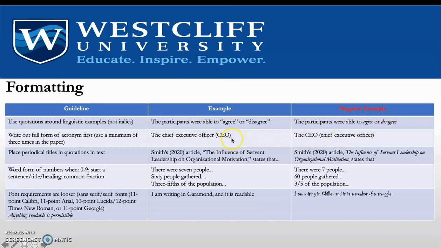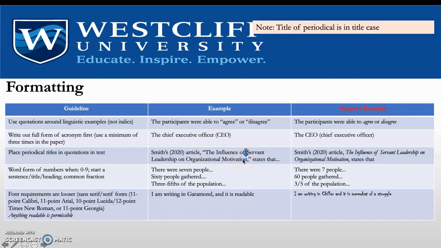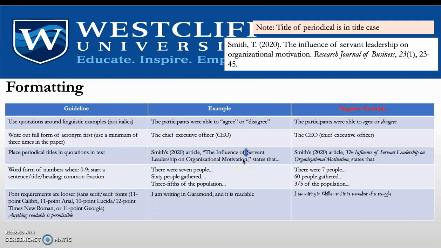Students should really only be doing this if they're going to use the acronym at least 3 times after they define it like so. Place periodical titles in quotations in text. So you can see like so, and so this is an example of what I tell students to do with their ALAs or the DQs where they're summarizing an article, is this is how they should start. So you might see this. The article is in quotation marks, the comma comes in those quotation marks, and the title of the periodical is in title case, even though in the reference you can see it is not.